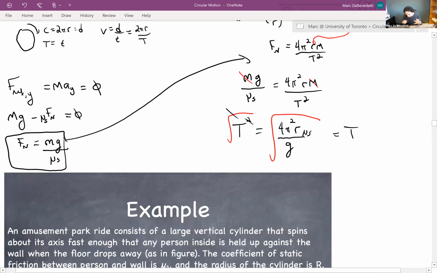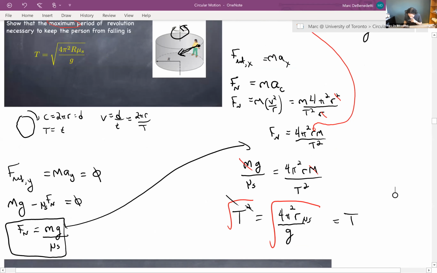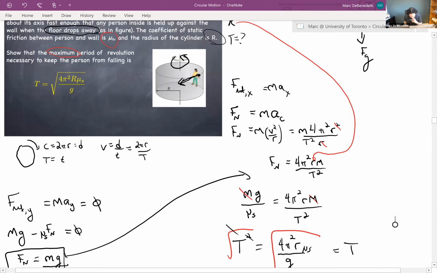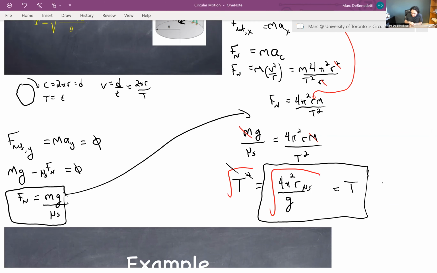Right there. Now, 4 and pi are constants. Do we have r? Yep, r is given. Do we have mu? Yep, mu is given. And g is a constant. So there you go, that's our answer. All the variables in this formula are given in the question. So we're done. That is the required period of rotation that this amusement park ride needs to achieve in order for it to be safe, in order for the floor to drop out and no one gets hurt, no one falls out of the ride.